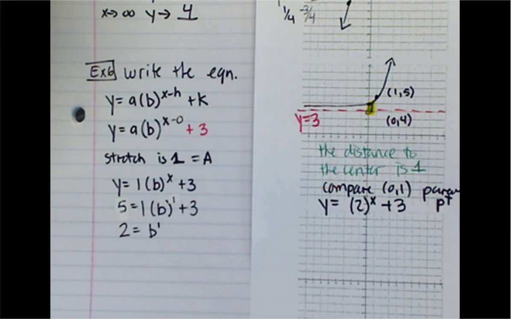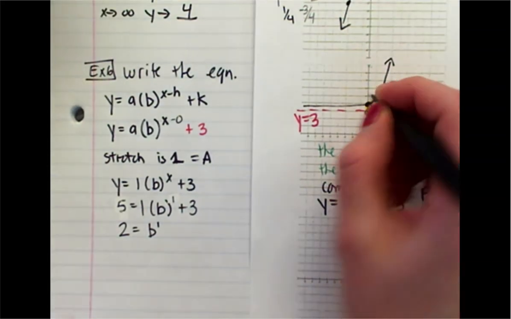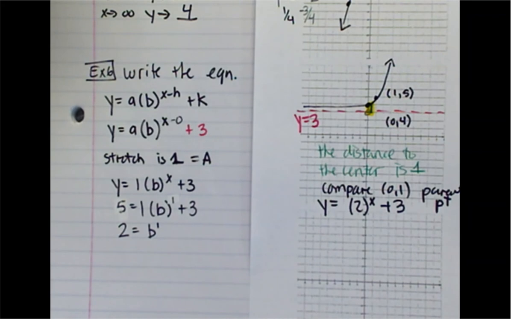Yes. Okay, just clarifying because I think I drew it wrong. But the 0, 4 is the point. Correct. And the asymptote is y equals 3, 1 unit below. That's okay. We're going to do one more. Compare the 0, 1 parent point to that distance. That's how I picked out my 1.